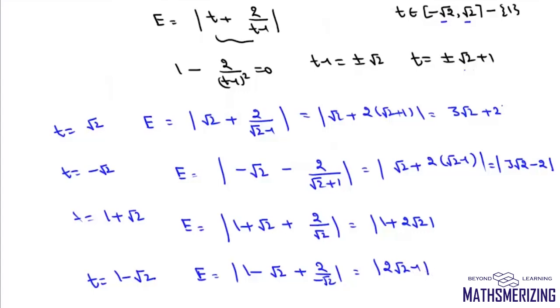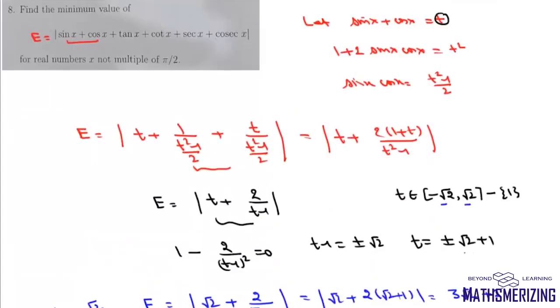Now out of these 4 values, this is the minimum value. So the minimum value of this expression will be 2 root 2 minus 1. And now the final question is, find the smallest positive real number k such that this inequality holds, which is mod of z1 plus z2 plus zn is always greater than or equal to 1 upon k times mod of z1 plus mod of z2 plus mod of zn.